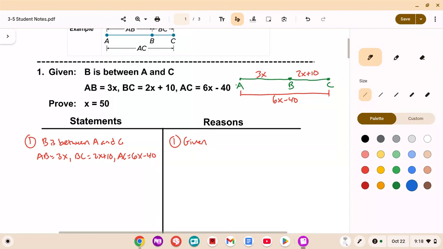Okay, step number 2 is we're going to want to do some algebra here, but first we have to state the geometry that's going on. So we need to talk about how from A to B, if you add that B to C, then you get the whole thing A to C. So we'll say AB plus BC equals AC. And this is called segment addition postulate.